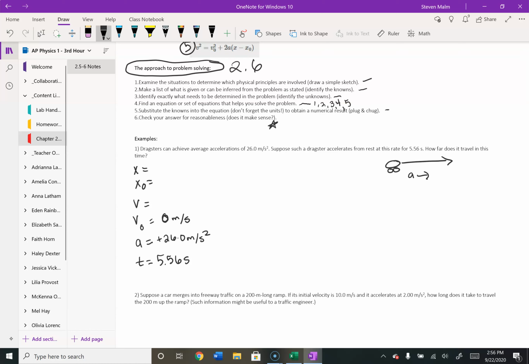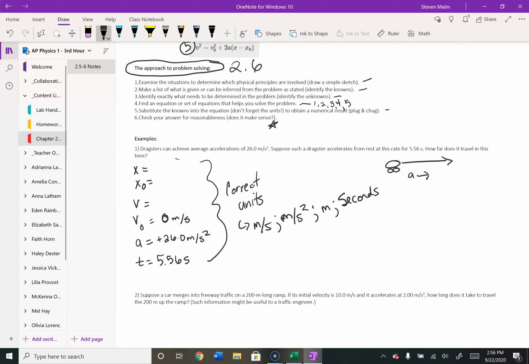One of the things I want to point out here is that when you are plugging these in, you need to double check that you are using the correct units. For us, the correct units are meters per second squared, meters, and time should be in seconds. Just remember that these are all the proper units you should be using. Next up, we want to know how far it travels in this time.